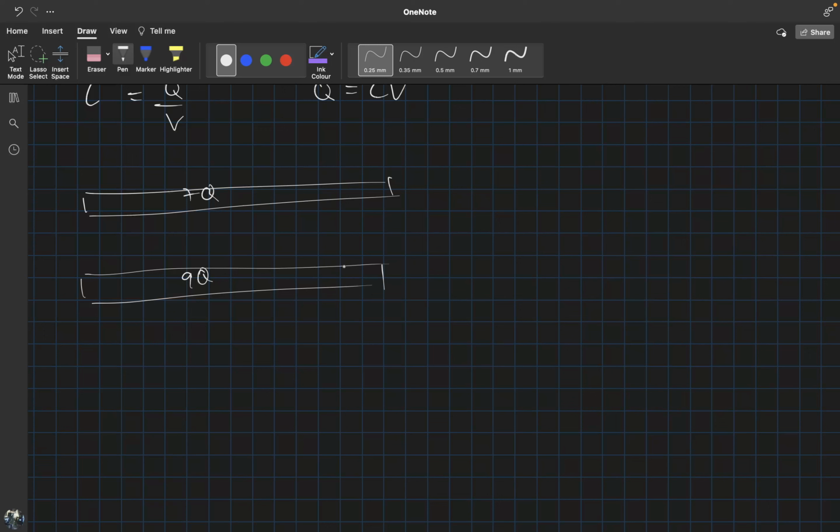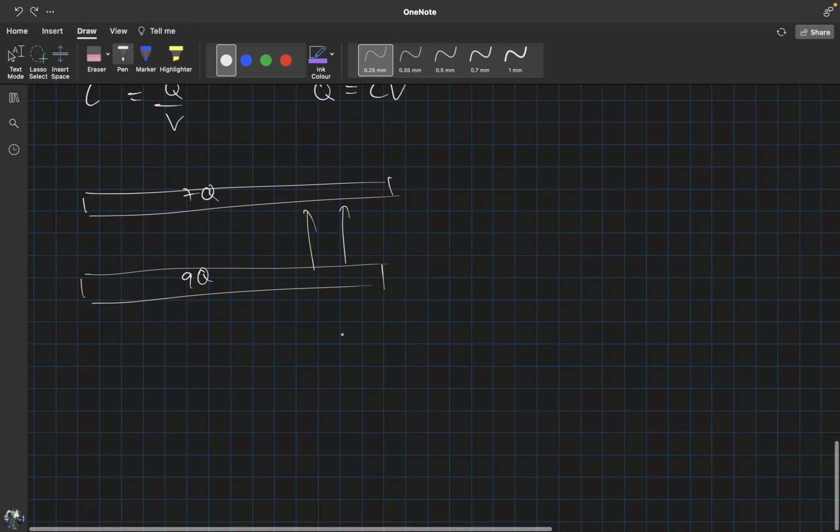Equal and opposite? How? Because they are facing each other, close to each other. All the field lines from one will cut the other one. So you didn't tell me, Cauchy theorem. Okay, so are these infinitely large plates? No, not necessarily. They are close to each other.